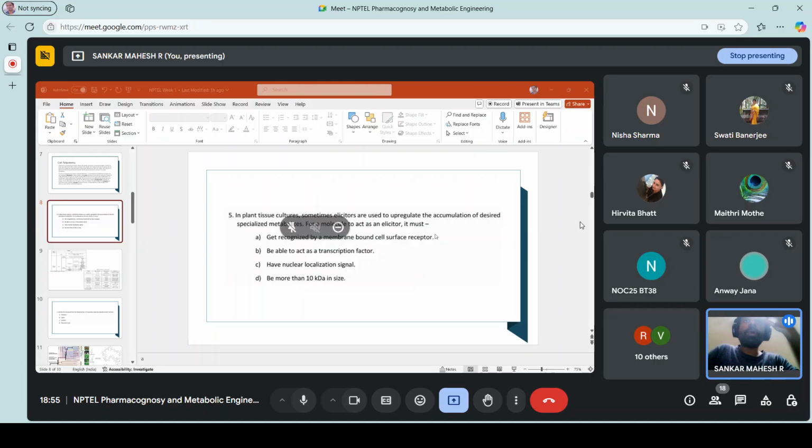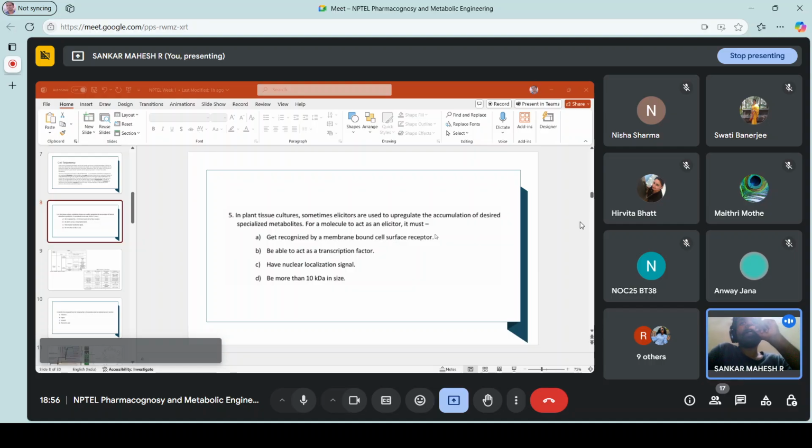Okay, so one simple way to understand this is if molecules are small, they can diffuse easily, which means they can travel faster, and they would also have specific binding partners where they can bind to easily compared to large molecules. 10 kDa means 10,000 Daltons. That is equivalent to having about 100 amino acids, a small protein. It will be difficult to first synthesize this protein and then transport it within a plant. So, elicitors are supposed to be small. So, we can eliminate option D.